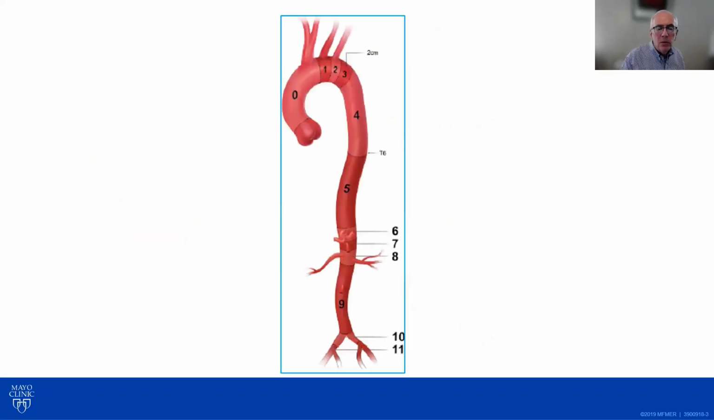Another way to characterize the parts of the aorta is by a numerical system where each aortic segment has a number. And this is particularly useful for surgeons and for vascular interventionalists who do both open and endovascular work in aortic repair.